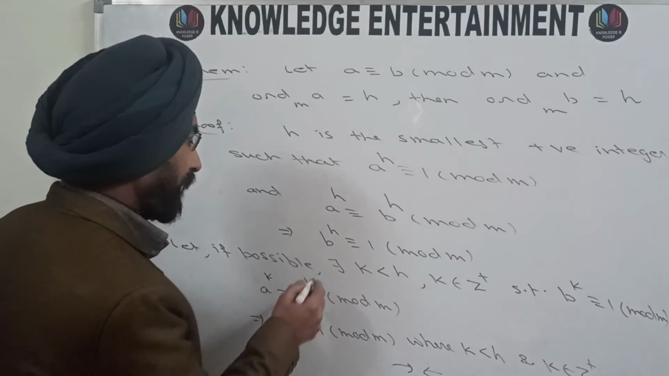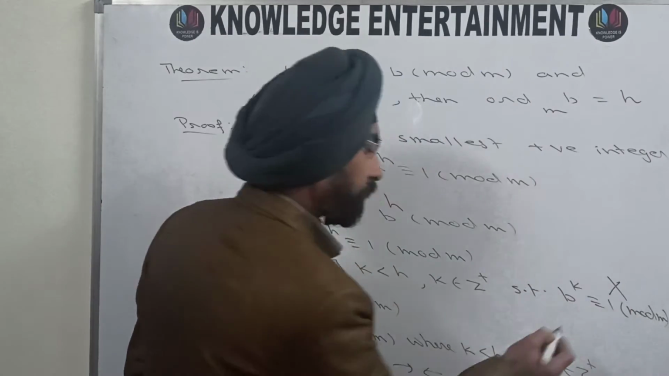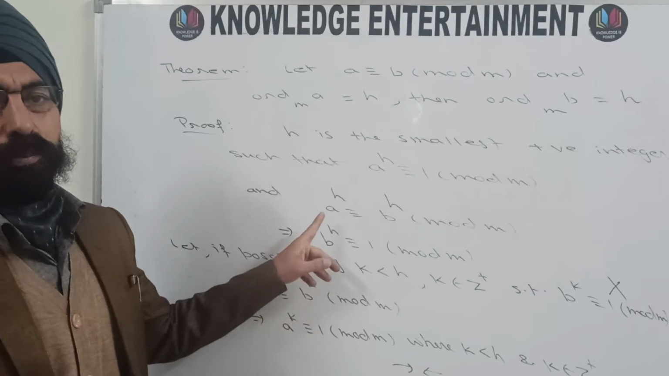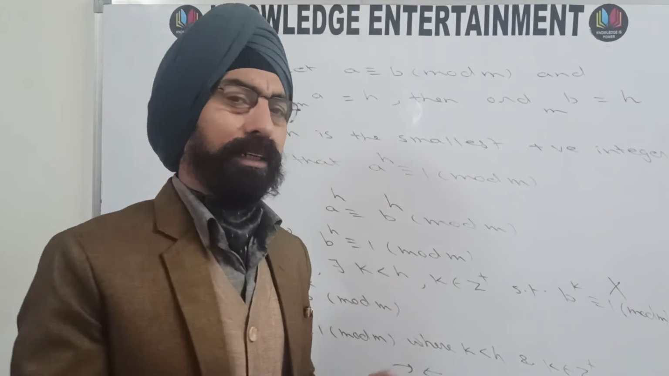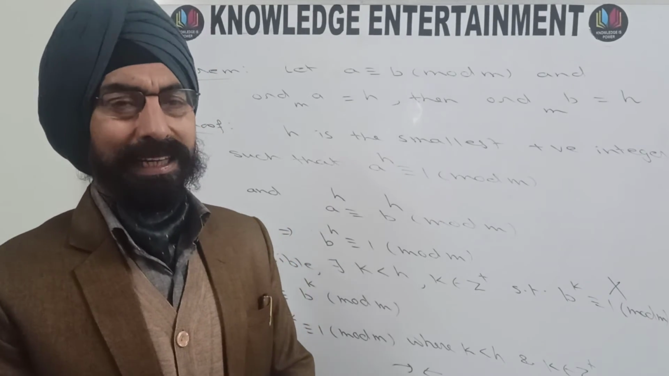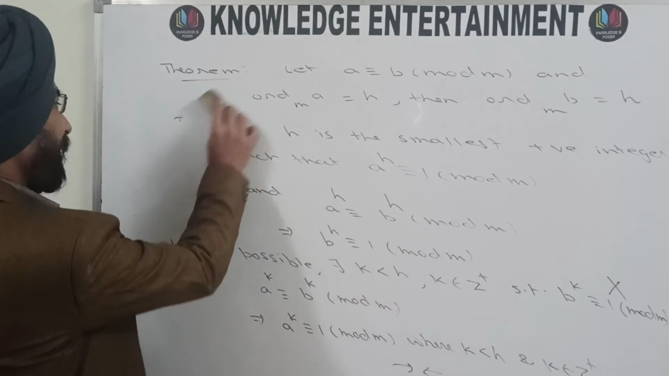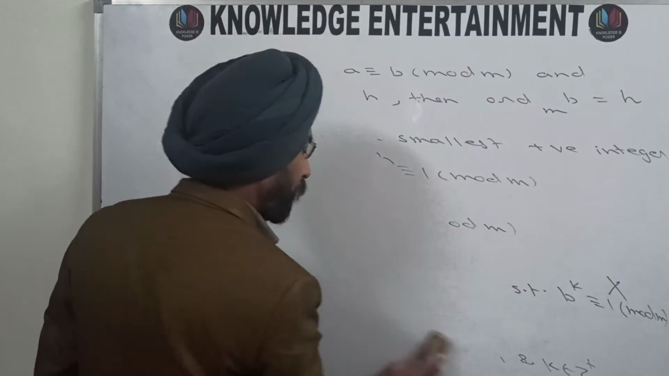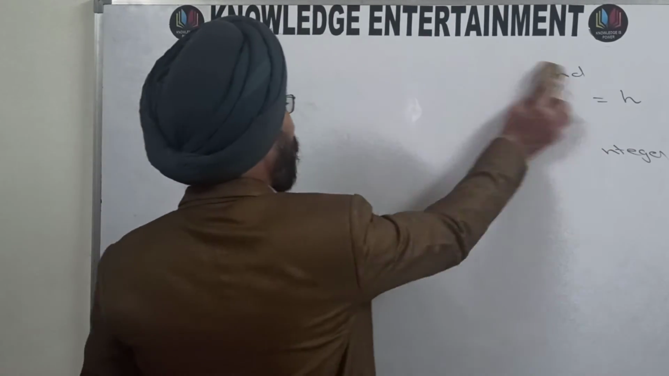So that means this is not possible. That means h is the smallest positive integer satisfying b raised to the power h is congruent to 1 modulo m, and this means the order of the element b modulo m is also equal to h, and that is what we wanted to show. So we have shown that if a is congruent to b and the order of the element a modulo m is h, then the order of the element b modulo m is also equal to h.